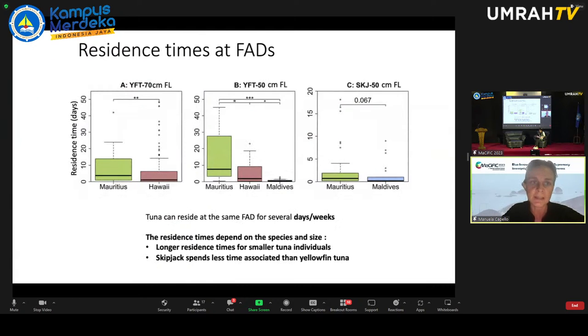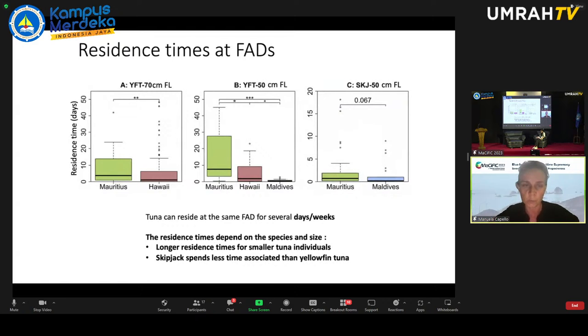And from this data, what we got is that we could characterize the time tuna spends associated, and they can stay at the same FAD for several days and even several weeks. So in these box plots, you have the amount of time spent continuously in the same FAD. And these residence times depend on the species and on the size.